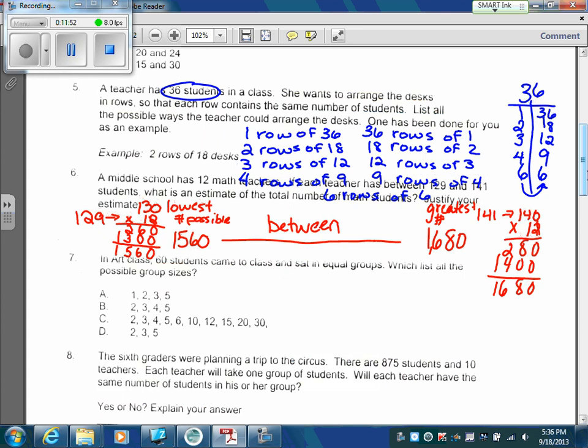Next one is 7. In art class, we have 60 students and they sat in equal groups, which lists all the possible groups.